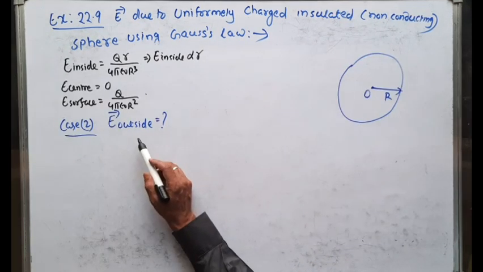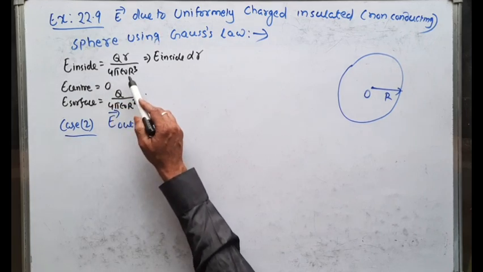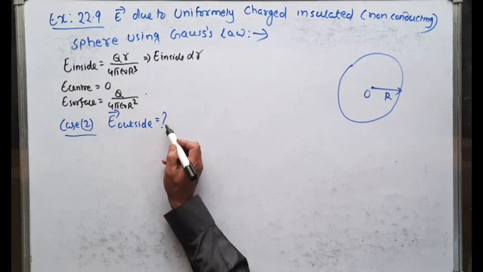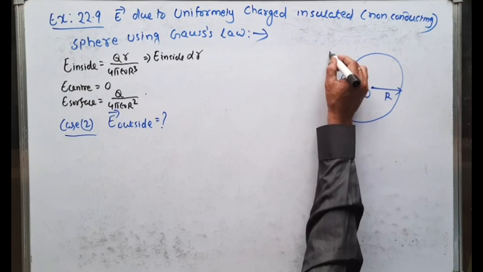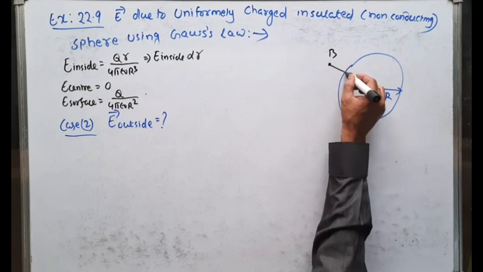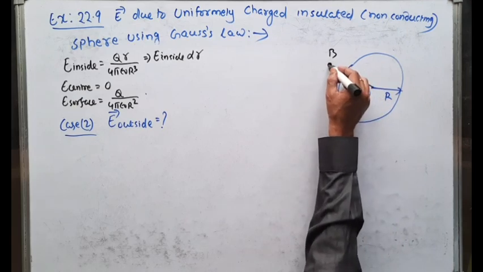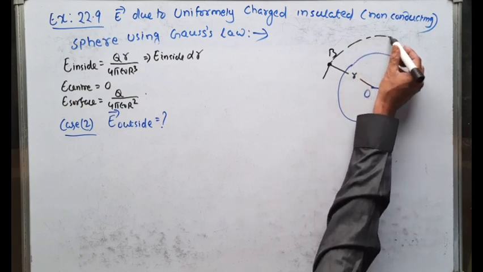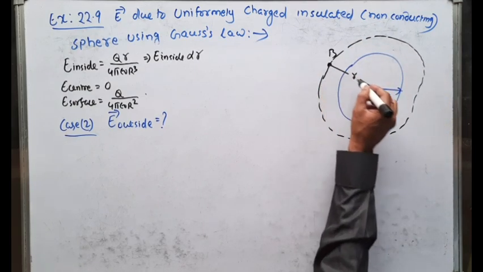So this is the summary, whatever we discussed. Now come to case 2, electric field intensity outside the sphere. So here you see, I will take a point, let us say this is B point, which is at r distance from the center. We have to find electric field intensity at the B point. So what is the procedure? We have to take a Gaussian surface. That Gaussian surface is our Gaussian sphere of radius small r.